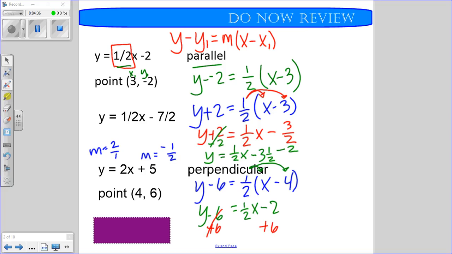Add 6 here. And we have our final answer of negative 1/2 x plus 8, which hopefully you caught my error. I didn't put the negative 1/2 here. That changes my signs. A lot of us made that mistake. Even I make that mistake, but we got to check our work, okay?